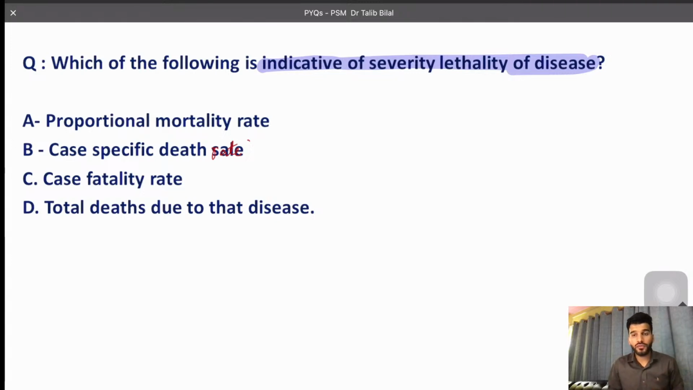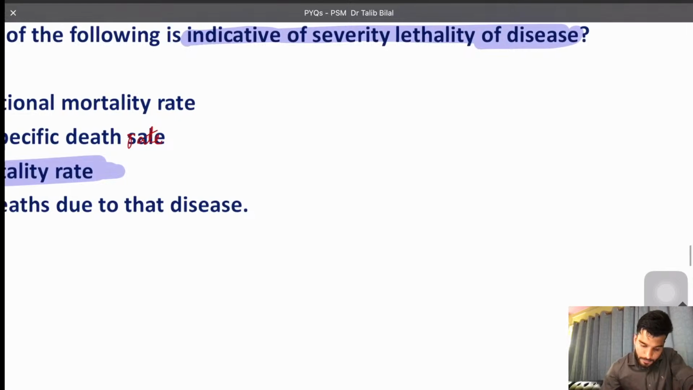The question can be framed in 3 different languages. What will be your answer? Yes, correct. You are right. It's case fatality rate. It will be case fatality rate. Okay, so let me discuss what I mean by CFR. Let's discuss, guys, case fatality rate. So what do I mean by case fatality rate?